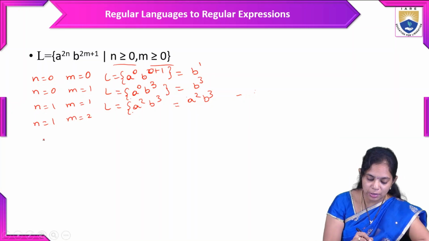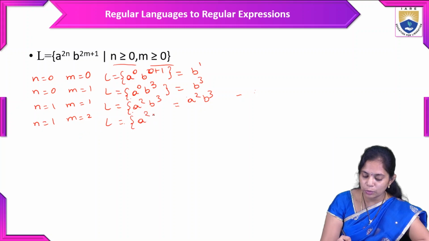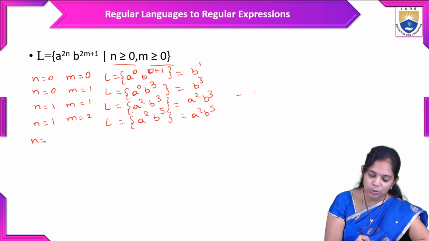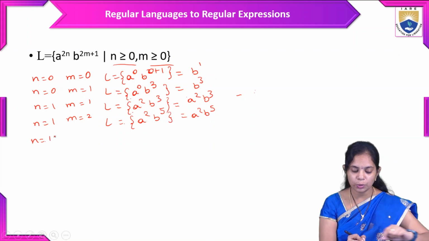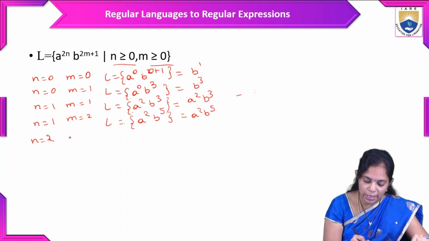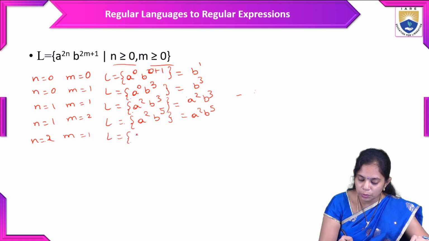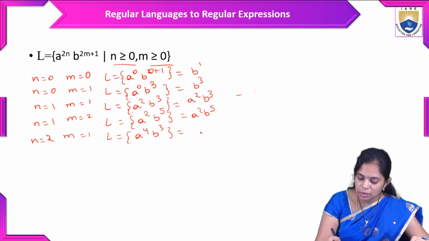So we will take n equal to 2 and m equal to 2. Here, for n equal to 1 we wrote a power 2, and m equal to 2 gives b power 5, so a power 2 and b power 5 here. And n equal to 2 and m equal to 1: here the language is n equal to 2, a power 4, b power 3. So here a power 4 and b power 3.